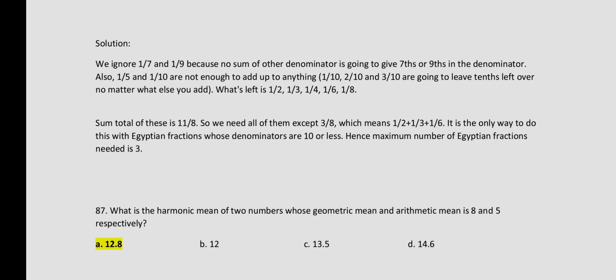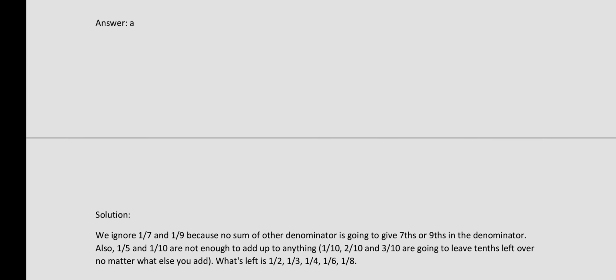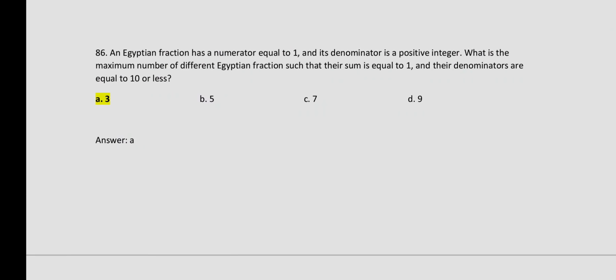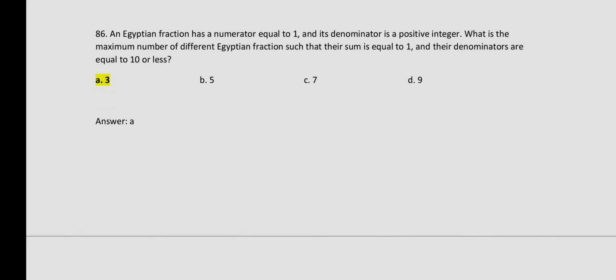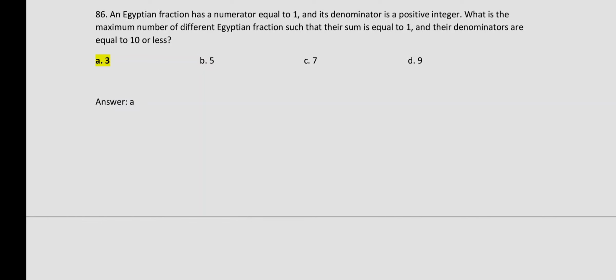Sum total of this is 11 over 8. So, we need all of them except 3 over 8, which means 1/2 plus 1/3 plus 1/6. It is the only way to do this with Egyptian fractions whose denominators are 10 or less. Hence, maximum number of Egyptian fractions needed is 3. Napakahaba ng solution na pinapaliwanag niya. So, dokspa mo na lang itong tanong na to. Sagot dyan ay letter A, 3. Baka naman siguro lumabas sa board exam yan.